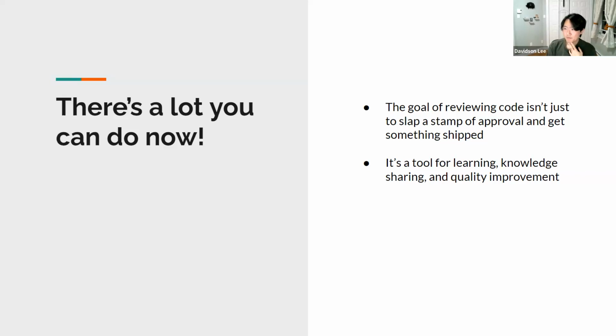So, there's a lot you can do now. The big question I hear from juniors is, how can I review if I'm a junior? I don't really know much. I'm not confident. I don't want to be scrutinized or judged by the quality of my comments. What can I do? So my tips are: first, reviewing code isn't about just approving and getting something shipped. It's a tool for learning, knowledge sharing, and quality improvement.